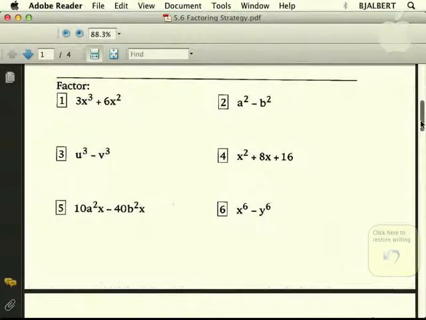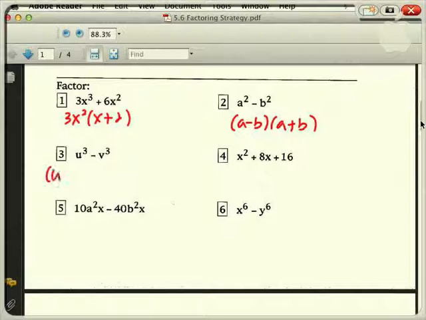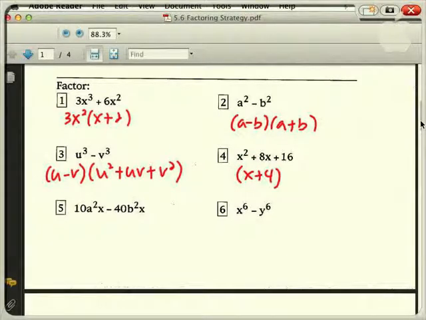Here are some examples. We'll go through them rather quickly. Number 1, take 3x squared out, you get x plus 2. Can't go further. That's the common factor. Always try that first. Number 2 is the difference of two squares. Number 3, the difference of two cubes. Got to know the formula. And here's how it goes. Number 4, trinomial square. That's going to go x plus 4 quantity squared.